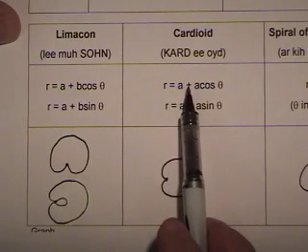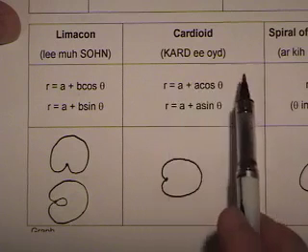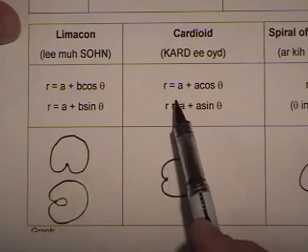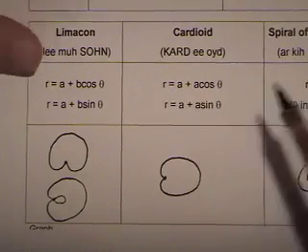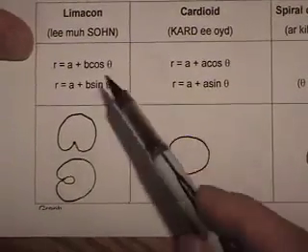So it's going to be r equals 1 plus 1 cosine. R equals 6 plus 6 cosine. R equals negative 2 minus 2 cosine. All right? Okay, now if you graph those, here's what you get.